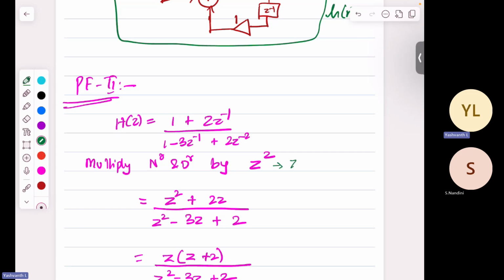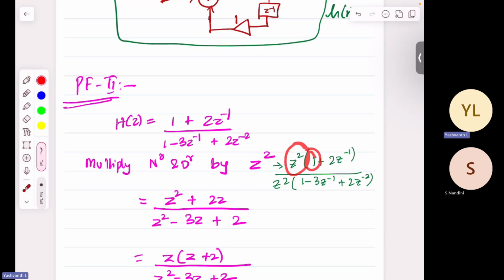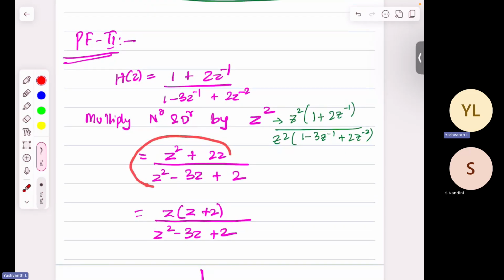So what happens is you get z square of 1 plus 2z inverse divided by z square of 1 minus 3z inverse plus 2z power minus 2. Therefore, z square into 1 becomes z square, into 2z inverse becomes 2z. That is for the numerator. For the denominator, z square into 1 is z square, into minus 3z inverse becomes minus 3z, and z square into 2z power minus 2 becomes just plus 2 because the exponents cancel. Okay.